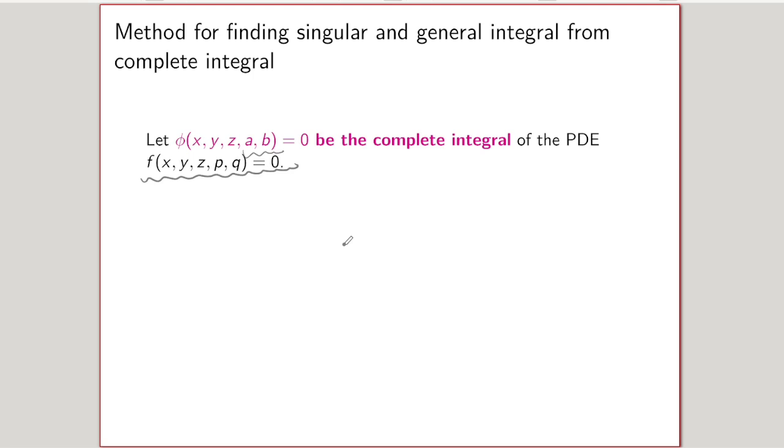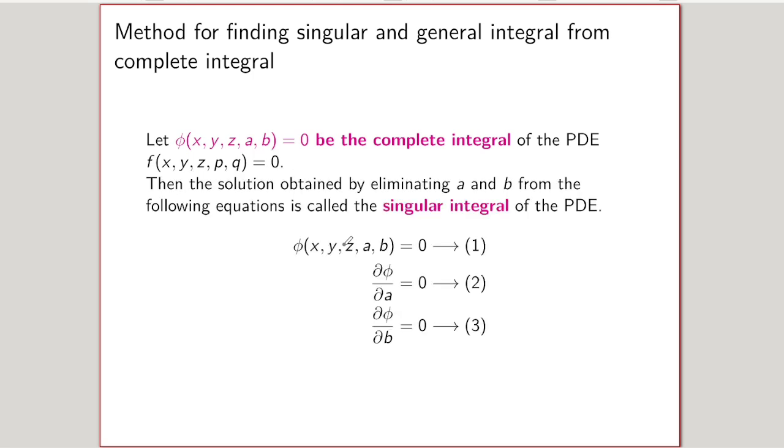We are going to differentiate this equation phi with respect to a and equate that to 0. Similarly, we differentiate this equation phi with respect to b and equate that to 0. So we will get three equations: the complete integral equation, and dou phi by dou a equal to 0, and dou phi by dou b equal to 0. Using these three equations, we can eliminate the constants a and b.